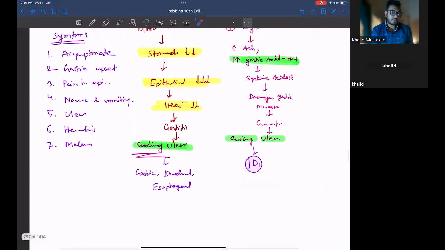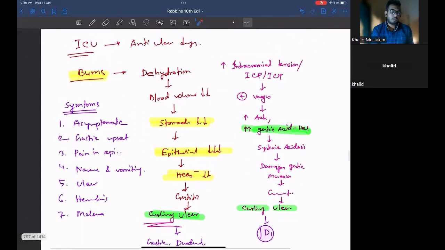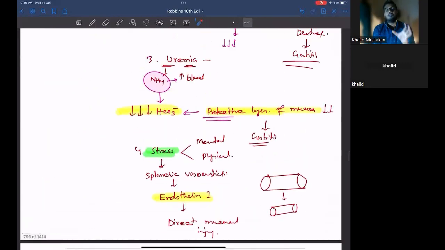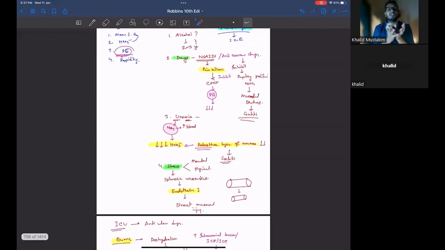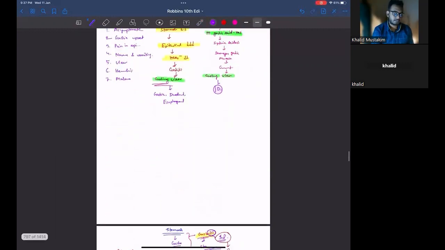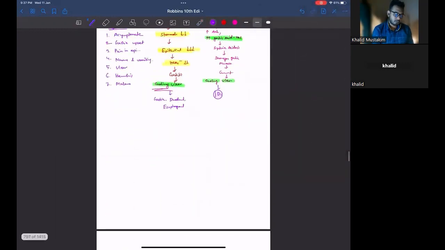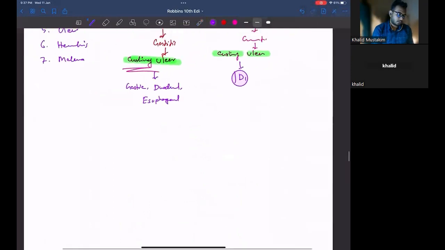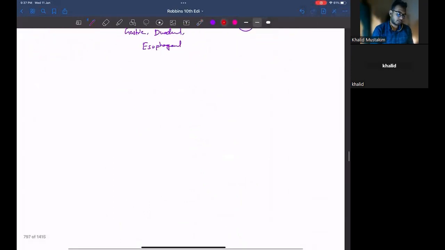So till now we have discussed gastritis. Everything we have discussed consists of acute gastritis. Okay, it is acute gastritis. So now we'll jump to chronic gastritis. Let's talk about chronic gastritis. Let me write here. We'll discuss here chronic gastritis.